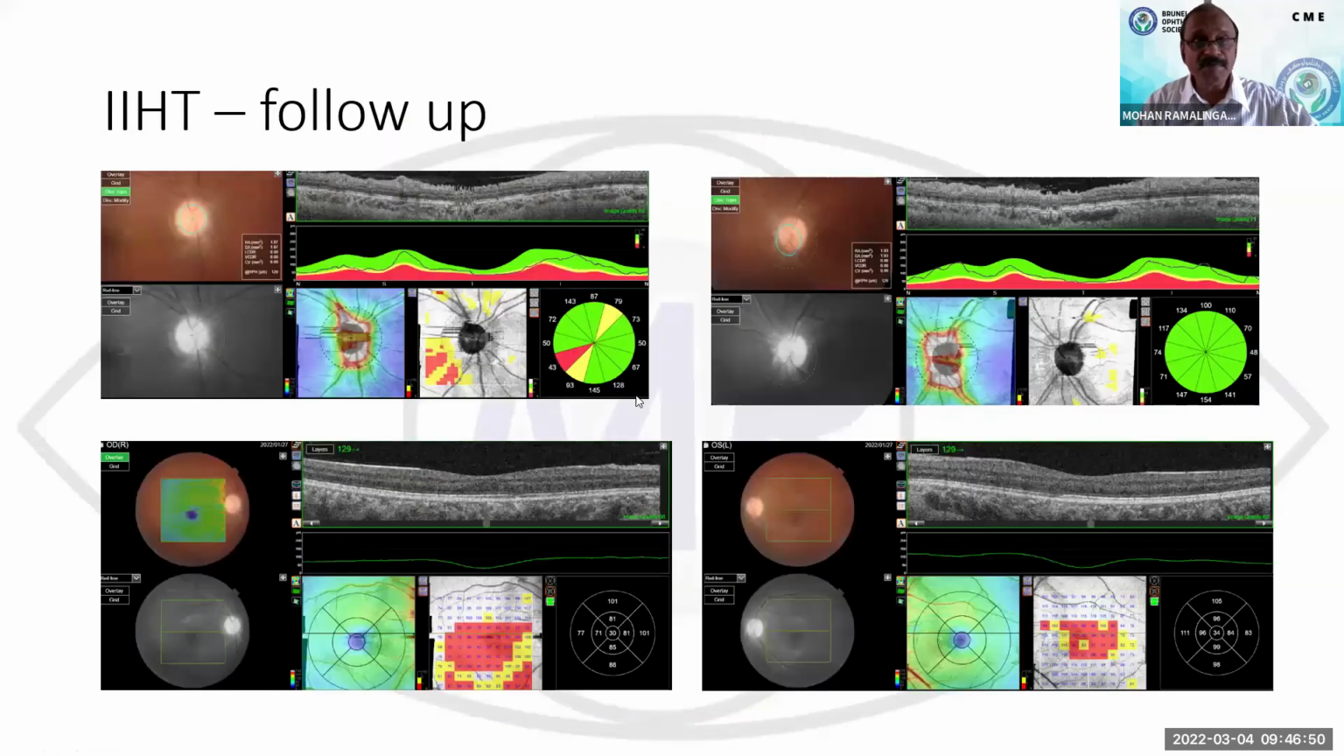And it is helpful in benign IIH follow-up also. I can measure the ganglion cell in the initial stage, and the loss can be measured, or the changes in the retinal nerve fiber layer can be measured as time goes on.